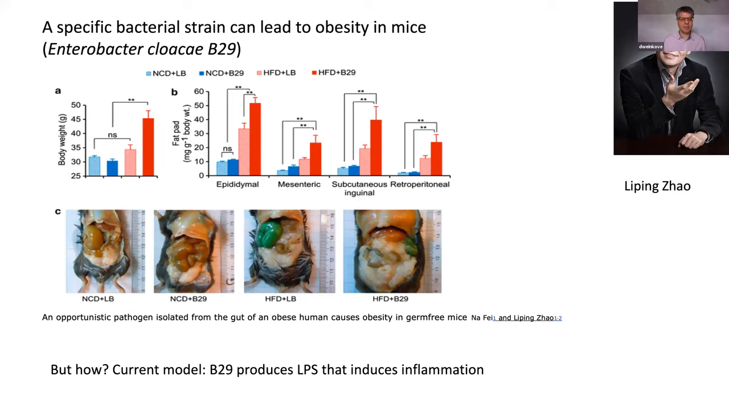And he put that into a germ-free mouse and found that that caused obesity in the presence of a high-fat diet. So one of the models about how that works is that B29 produces LPS, which induces inflammation within the host, and that's one way that obesity occurs. But what we tried to do was use C. elegans to understand this microbe.